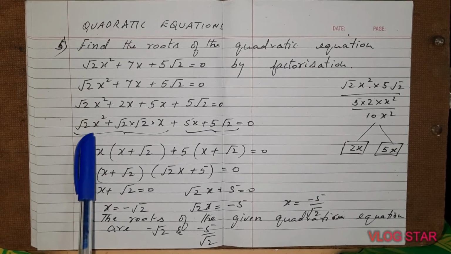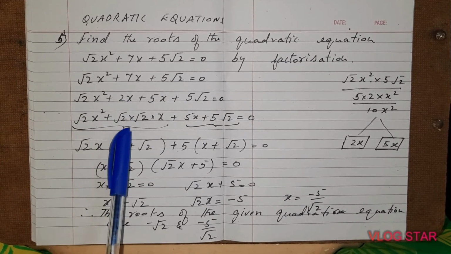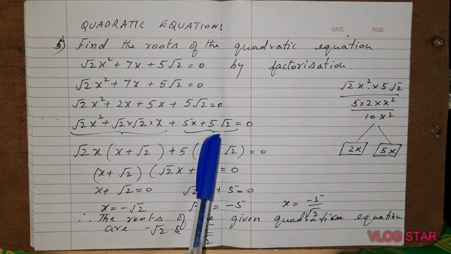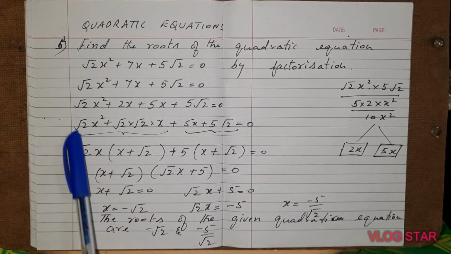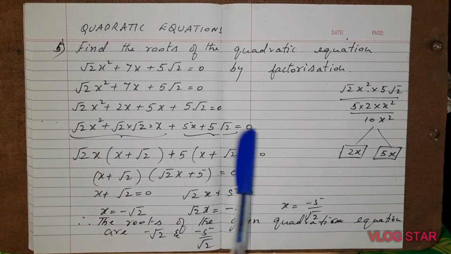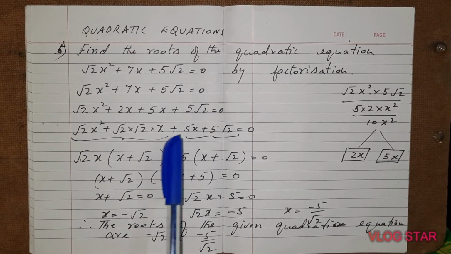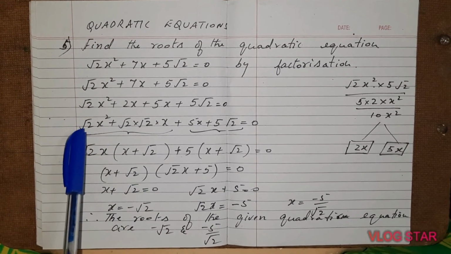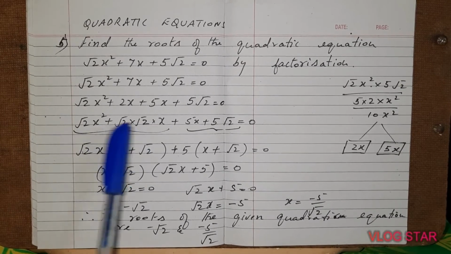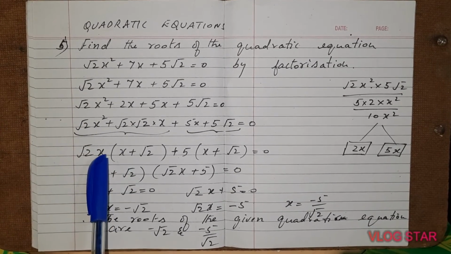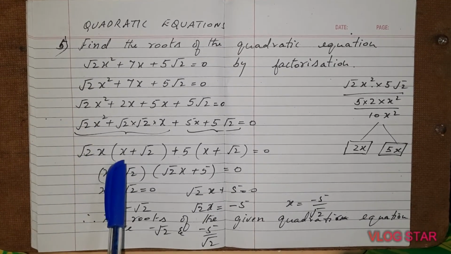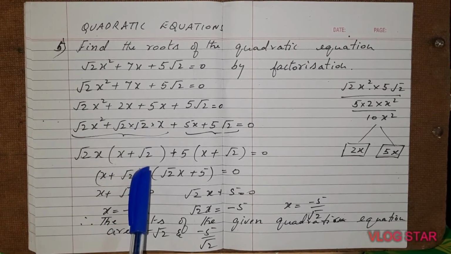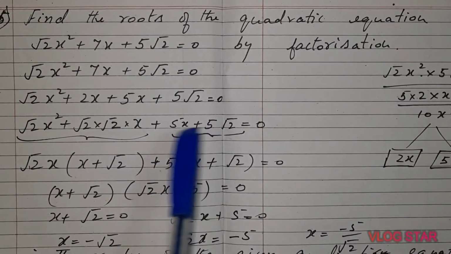So root 2x square, this 2 can be written as root 2 into root 2x plus 5x plus 5 root 2 is equal to 0. So now let us group these four terms into two groups. This one group, the other group is this. So what is common over here? Root 2x is common in these two terms. So what is remaining? When you take out root 2x, x is remaining. Plus, you have taken out root 2x, what is remaining? Root 2.